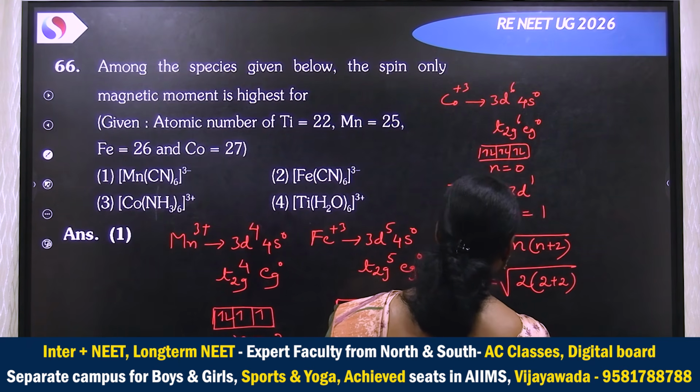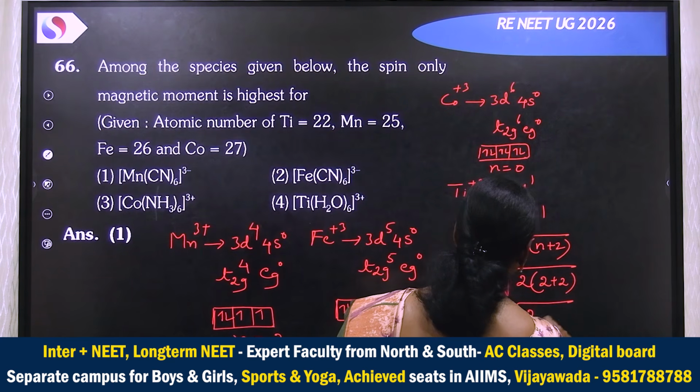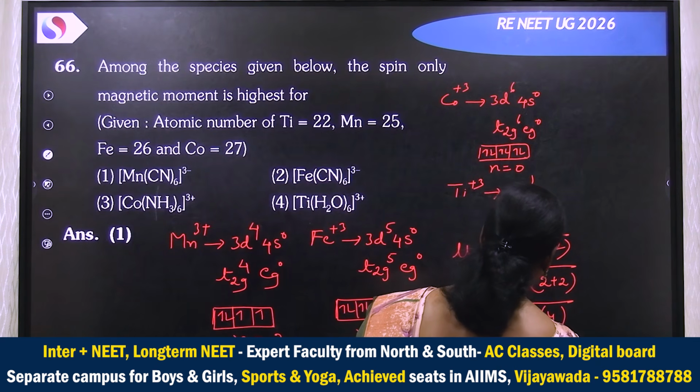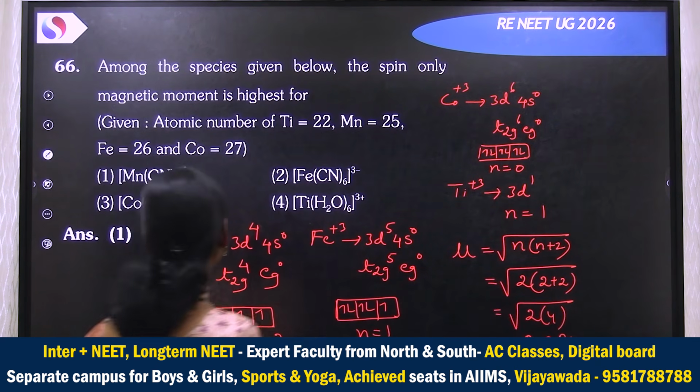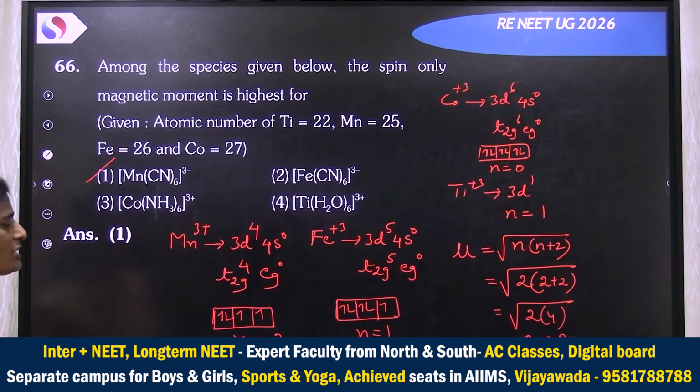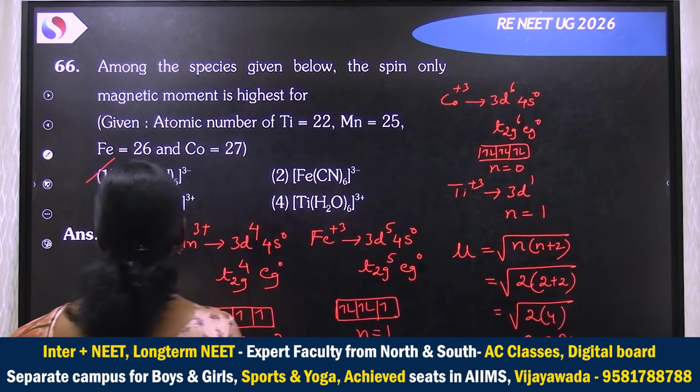2 into 2 plus 2. So root of 2 into 4, so root 8. It is nearly equal to 2.8 Bohr magnetons. And the magnetic moment is more for the first complex, because more unpaired electrons are present in this complex.